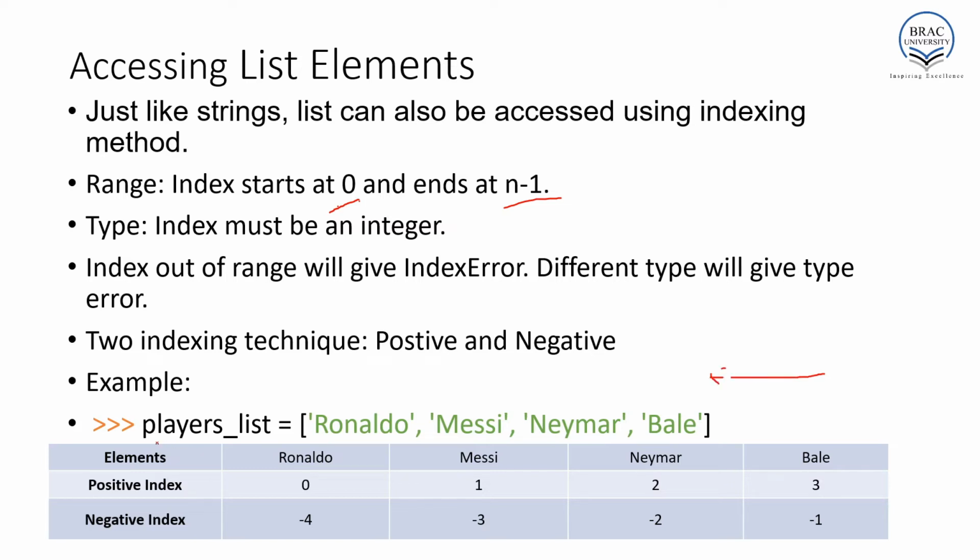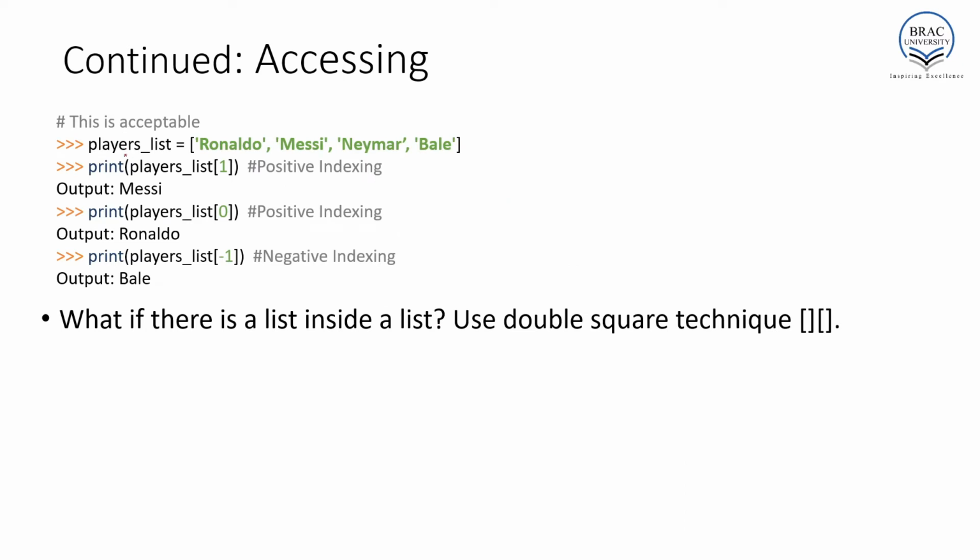So this is the example we are given. We have created a list named players list, and this list contains 4 strings: Ronaldo, Messi, Neymar and Bale. Let's see how we can access the elements of this list. In the first line, we have just created a list.